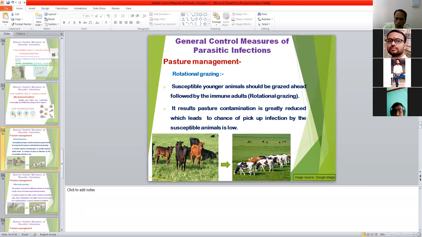Because if we first take the adult to graze in a grazing field, various eggs will be excreted out through its saliva and feces, because the adult generally remains in a carrier state. Then if you take the calf to graze, it will ingest them during grazing. Generally the younger animal should be grazed first in a grazing field, then the immune adult. Generally, adults act as carriers in which clinical signs do not occur. This is known as rotational grazing. In rotational grazing, susceptible younger animals should be grazed first, followed by immune adults.